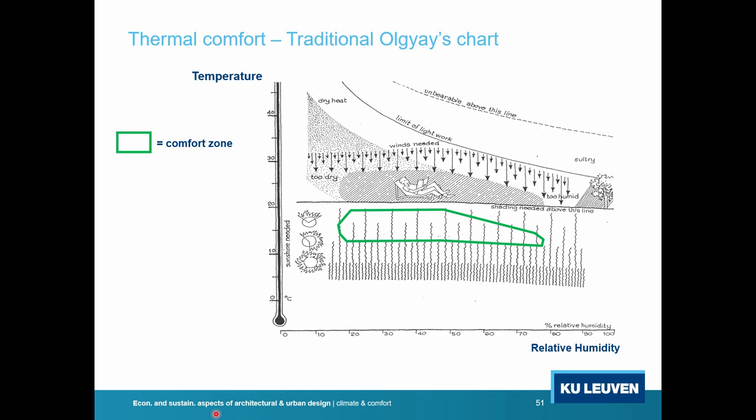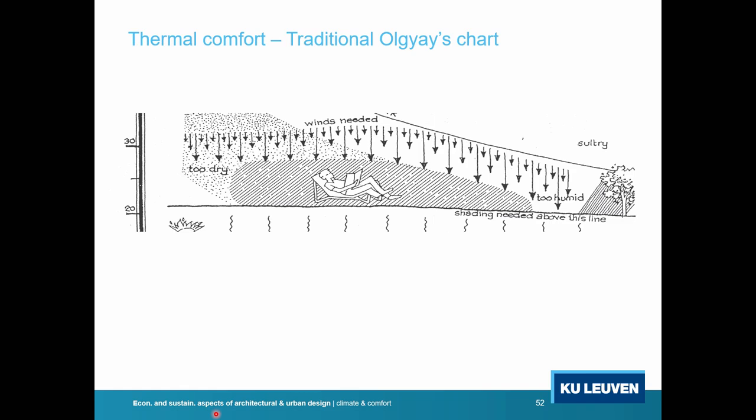So the more direct sun you get, the lower the temperature should be to still feel comfortable. And then this original comfort zone, sitting in the shade, is not comfortable anymore when there's also direct sunlight or sun radiation, because then you are too hot. So these are linked.